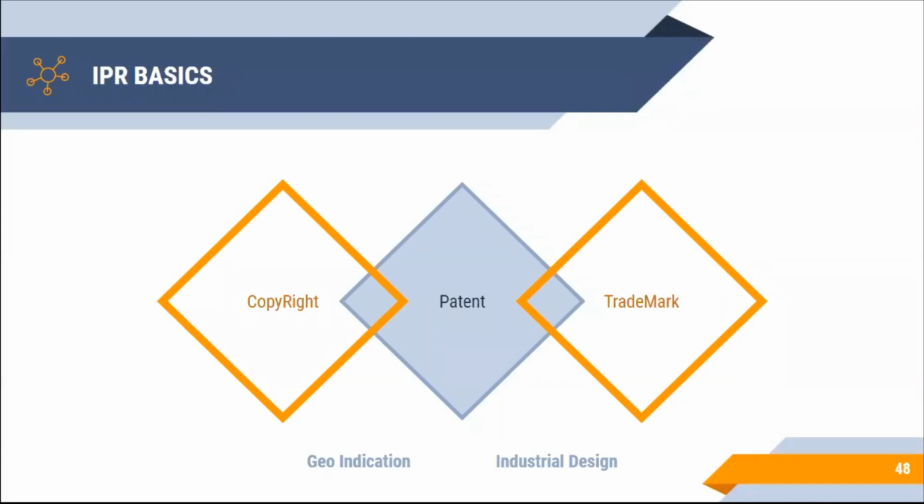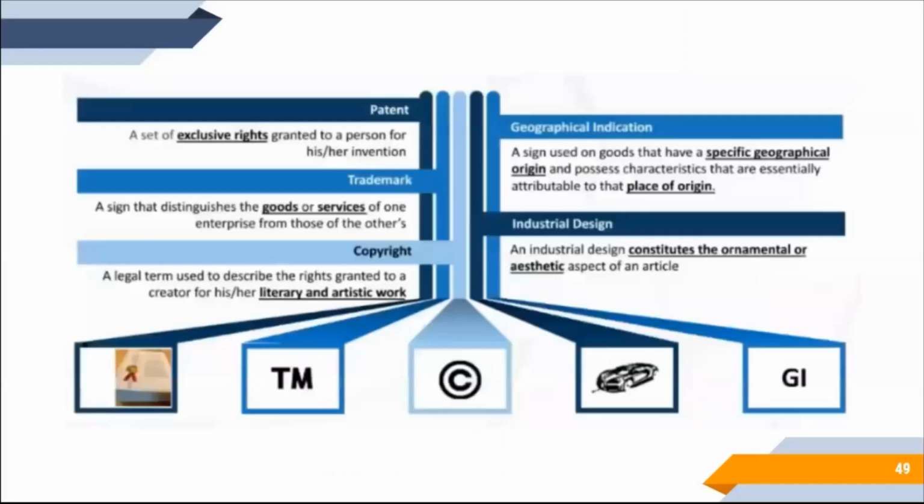So these are all IPR basics, that is copyright, patent, trademark, geographical indication, and industrial designs. It looks similar, but we have some small differences in these things. What is meant by a patent is, if you have an idea or if you have developed a new product, you can file a patent out of it. So that is called a patent.